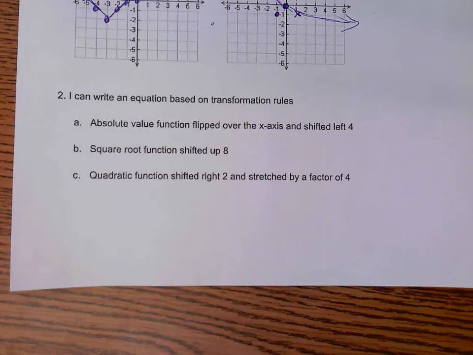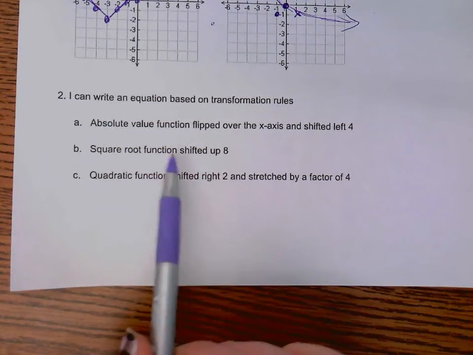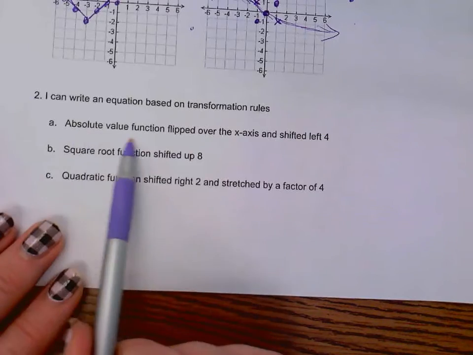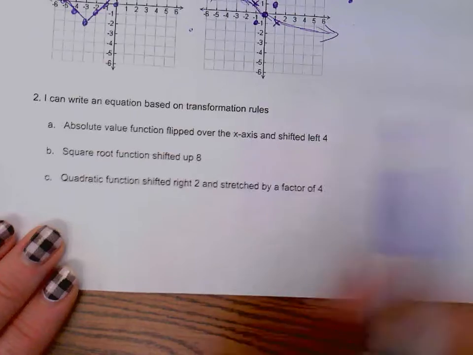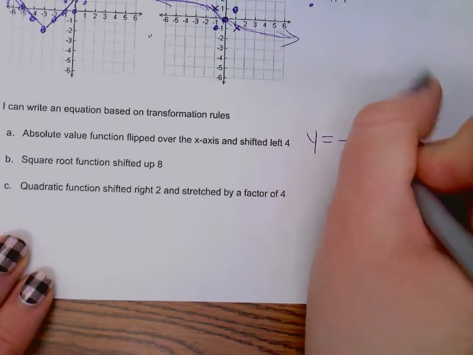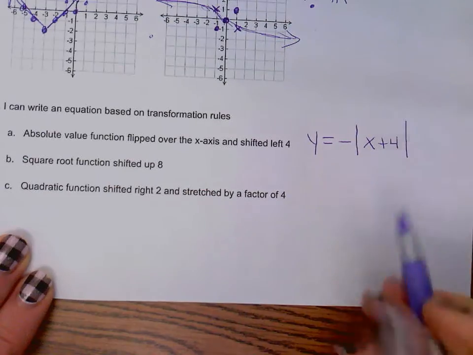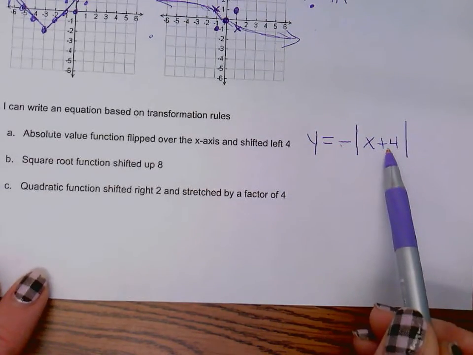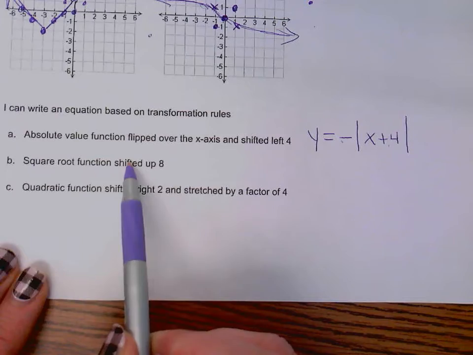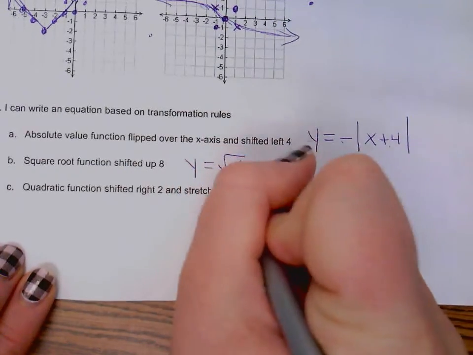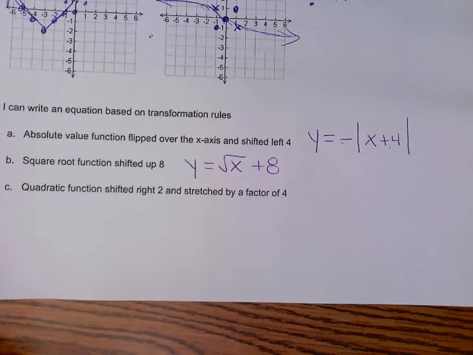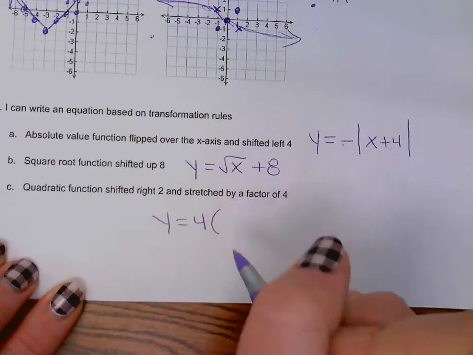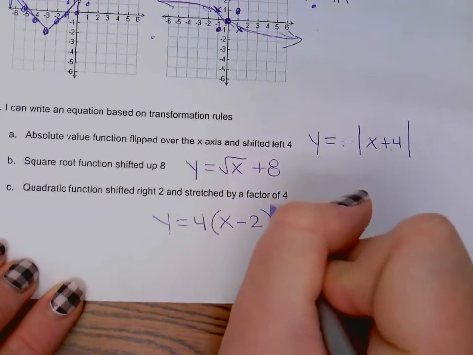So let's see, it's an absolute value function. Did you have time to try these? Okay. Absolute value function flipped over the x-axis. So that's upside down and shifted left 4. So y equals negative absolute value of x plus 4. There's my upside down and there's my left 4. Square root function that's been shifted up 8 would be a plus 8 outside the function to go up 8. And a quadratic function shifted right 2 and stretched by a factor of 4. Let's see, right 2, and it's quadratic.